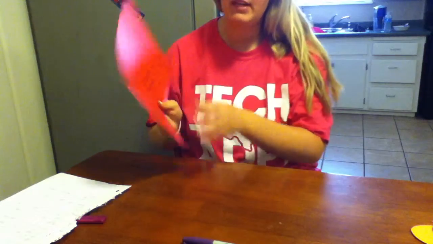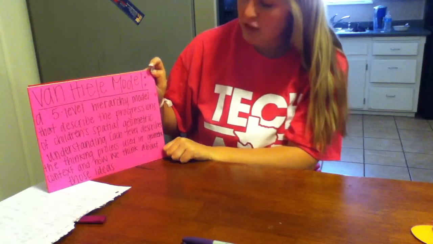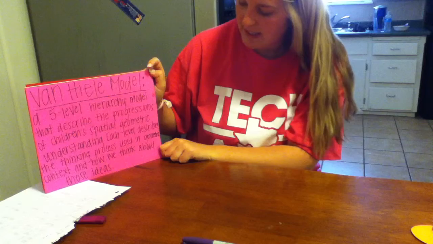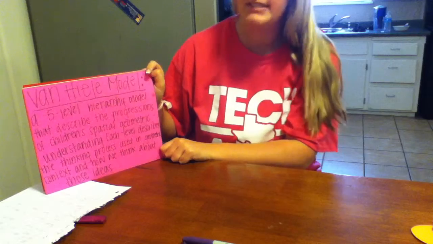When we're learning geometry today, we are going to be using the Van Hiele model. And the definition of a Van Hiele model is a 5-level hierarchy model that describes the progressions of children's spatial geometric understanding. Each level describes the thinking process used in geometric context and how we think about those ideas. So the Van Hiele model is a 5-level hierarchy model, but in elementary school we only go through 3 of the levels. We don't go through all 5.